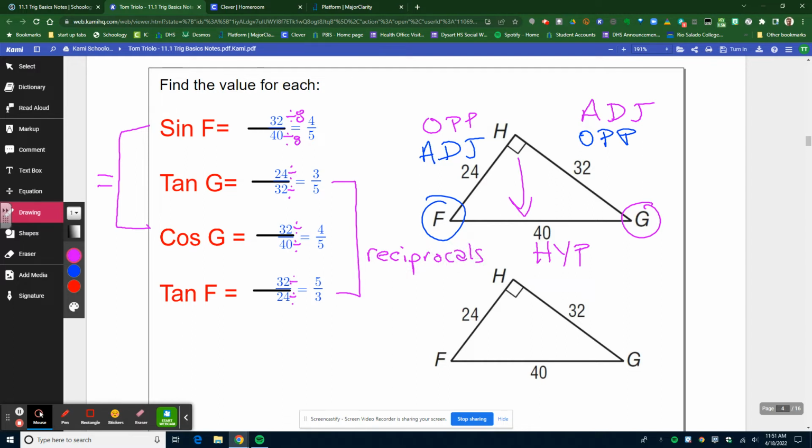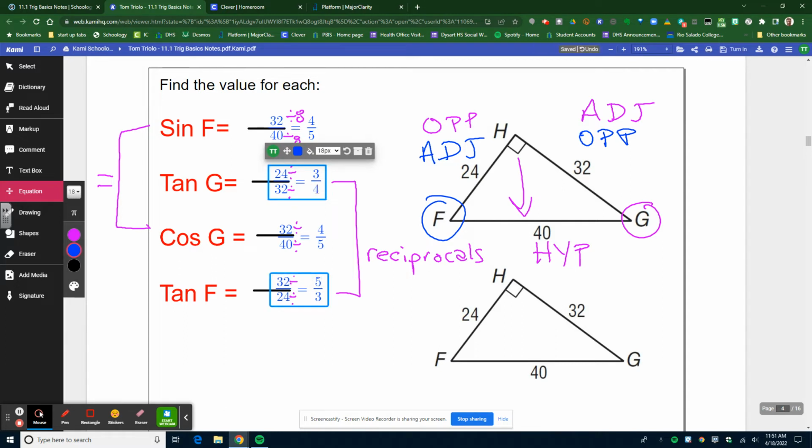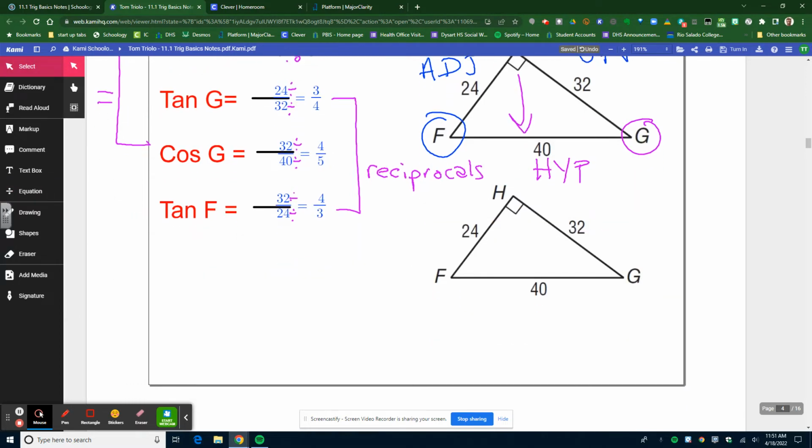Yeah. Does that make a boo-boo? Yep, that's a big one. So this is 3/4. Thank you. And this is 4/3. Okay. Everything else looks good. All right, next page.